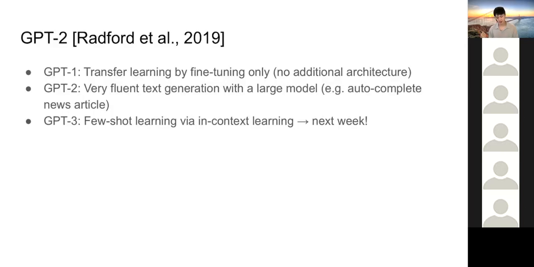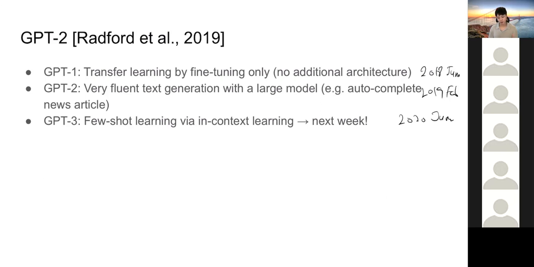But it's worth mentioning what GPT has been doing in the literature of large language models in the recent 3 or 4 years. So GPT-1 was proposed in June 2018, and this was February 2019, and this was June 2020. So it's about a year or maybe a bit longer gap between each paper. And then we see that GPT-1 was pioneering the transfer learning by fine tuning only, without any additional architecture.